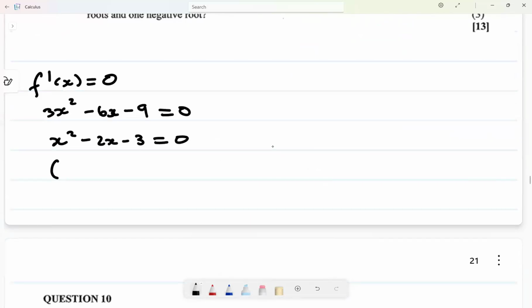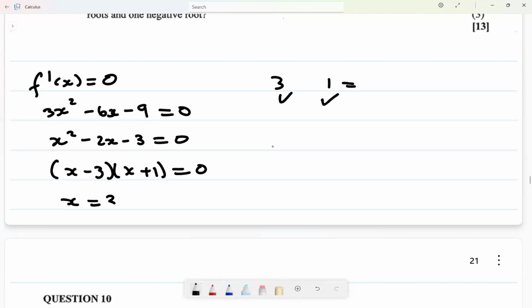And then the factors of 3 are such that when I subtract them, it is equal to 2: 3 and 1. 3 minus 1, it is 2, but I want negative 2. So it will be negative 3, and then negative 3 plus 1, it is negative 2, which gives the middle term. The bigger term takes the sign of the middle term, which is negative 3. So x minus 3, x plus 1 is equal to 0. Then can you see that x is equal to 3 or x is equal to negative 1?